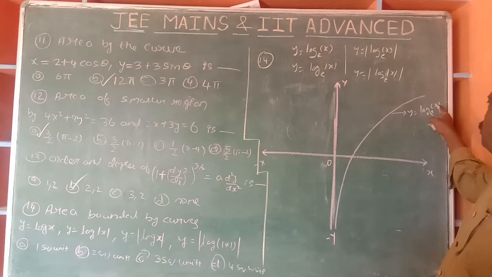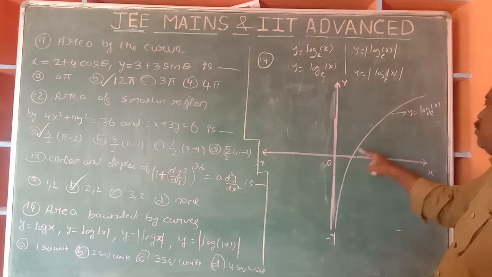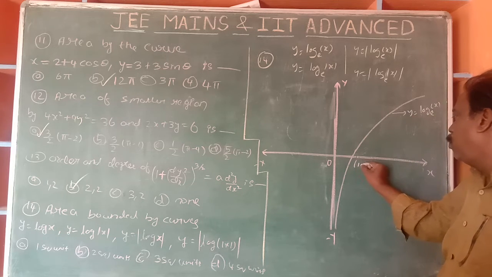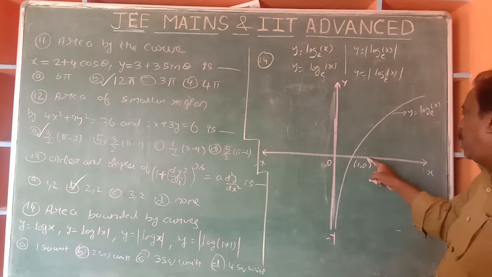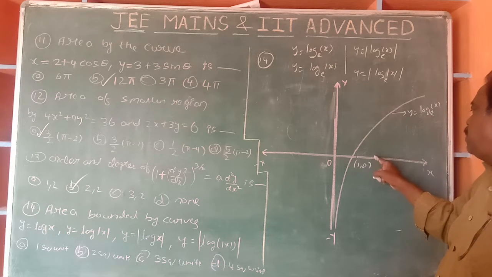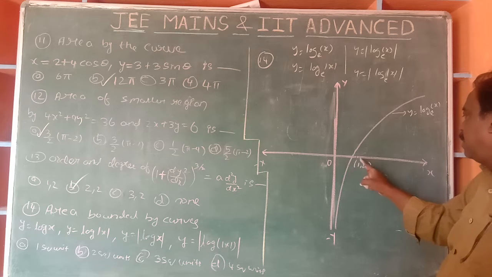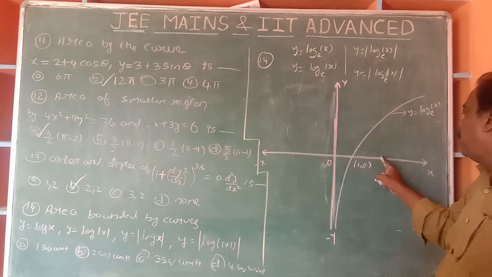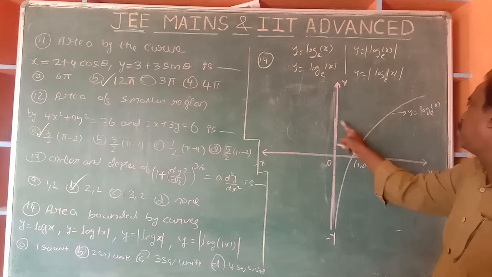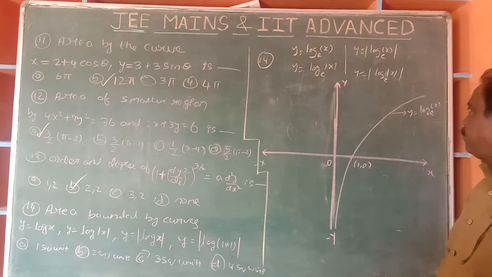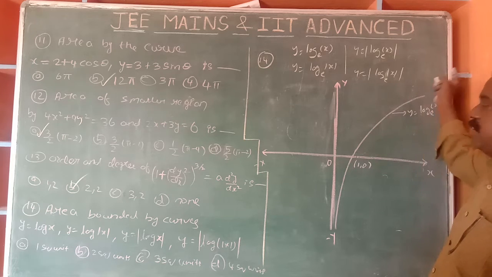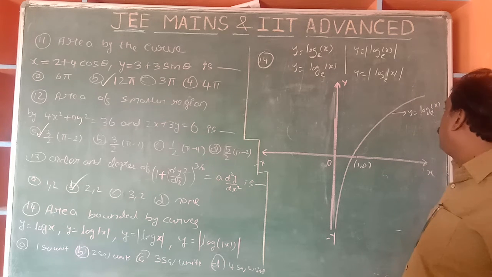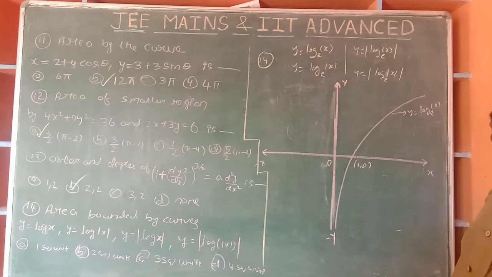When x is equal to 1, y is 0. Here it is 1 comma 0. When x is equal to e, log e to base e is 1. That means the e value is 2.7, and y is 1. When x is equal to e square, it is going on increasing. That is y is equal to log x to base e.